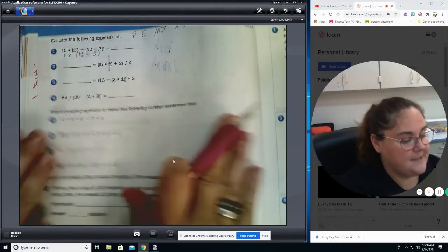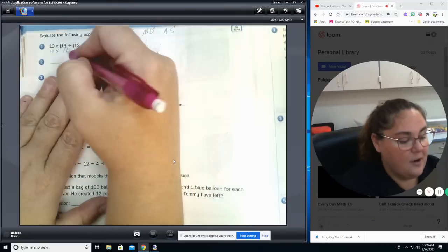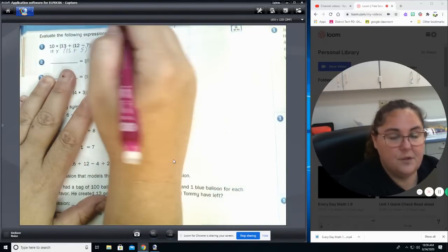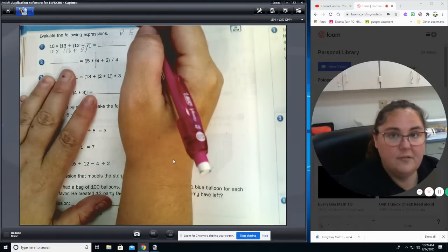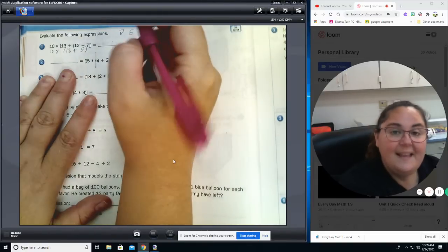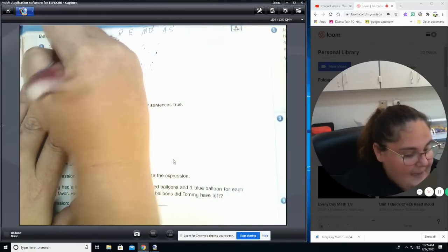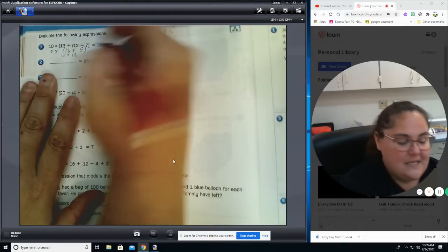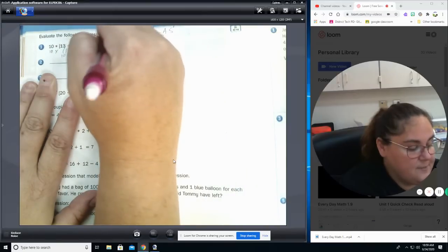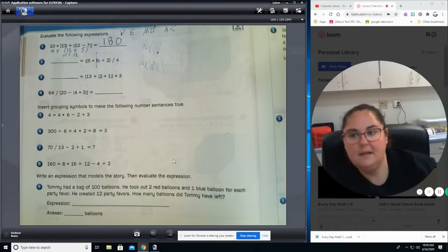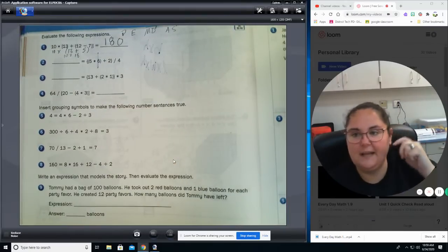All right. Next problem, or next part, 13 plus 5. That is 18. Awesome. And now I got to do 10 times 18. That means my answer for this problem is 180.